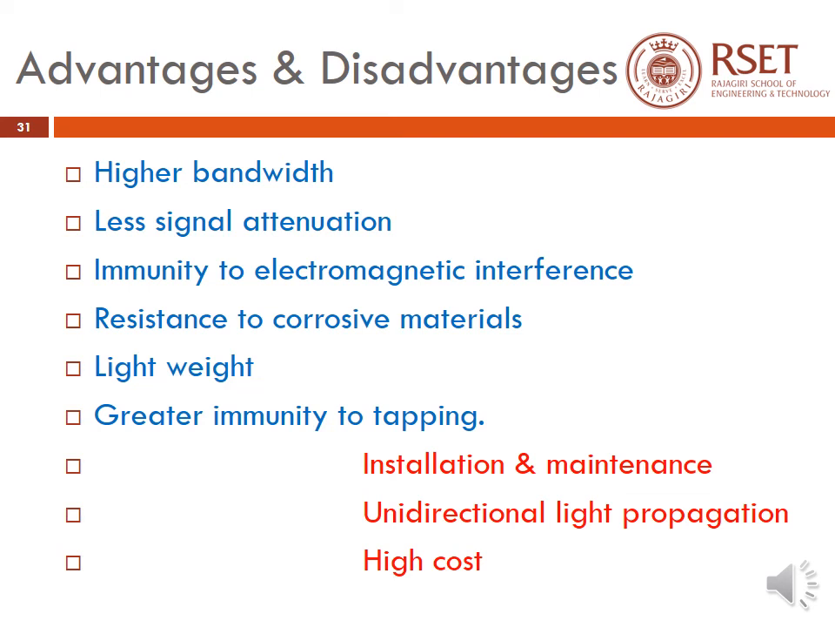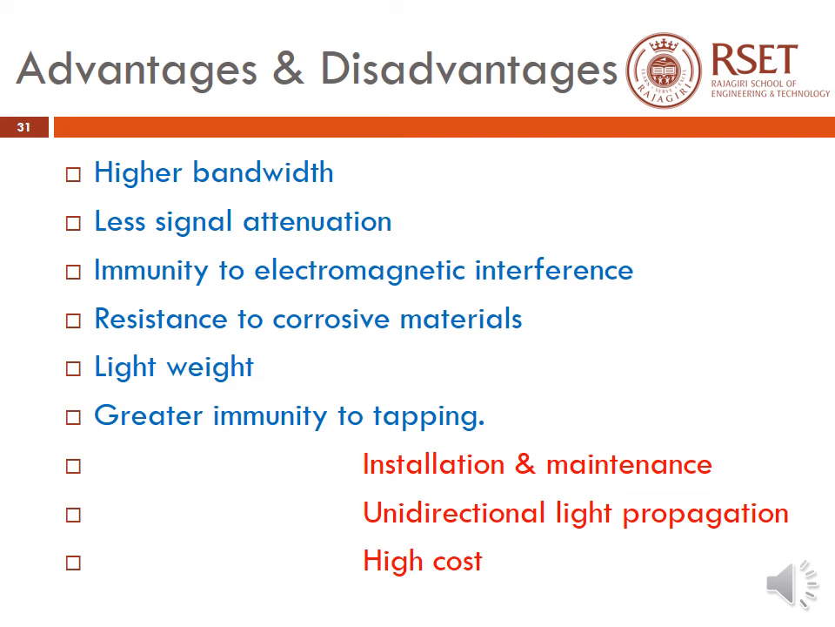That is, electromagnetic noises cannot affect fiber optic cables. Next one is resistance to corrosive materials. That is, glass is more resistant to corrosive materials than copper. Next one is lightweight. That is, fiber optic cables are much lighter than copper cables. And the last one is greater immunity to tapping. That is, fiber optic cables are more immune to tapping than copper cables. Copper cables create antenna effects that can be easily tapped. So these are the advantages of fiber optic cables compared to copper cables, that is the twisted pair and coaxial cables. But what about the disadvantages?